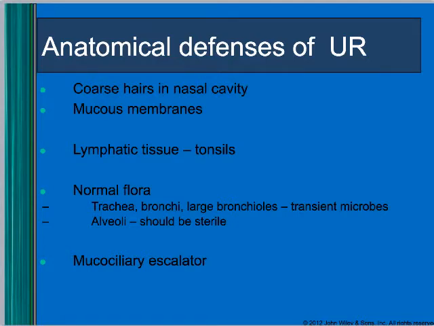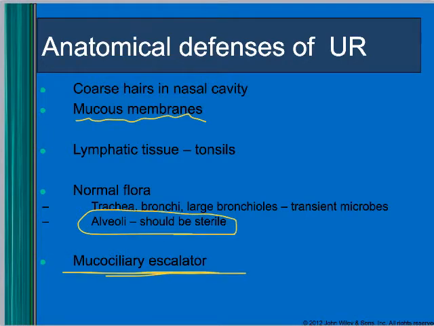Okay, so anatomical defenses of the respiratory system. What's going to protect us from getting things in our lungs? We have coarse hairs in our nasal cavity to keep things from going in. Mucous membranes, which are sticky and have white blood cells in them that help protect us. We have our tonsils, which are lymphatic tissues surrounding the opening to the respiratory tract. There are normal flora that should be everywhere but the alveoli. The alveoli should be sterile. And then the mucociliary escalator also protects us. That's the cilia that line the respiratory tract that sweep things up when they get stuck in the mucous membranes, and then we swallow it.